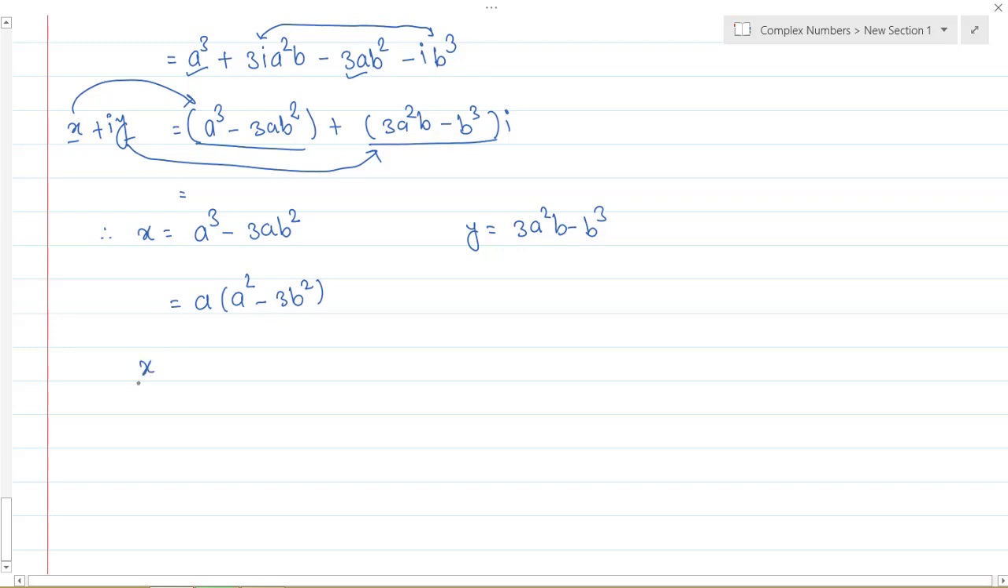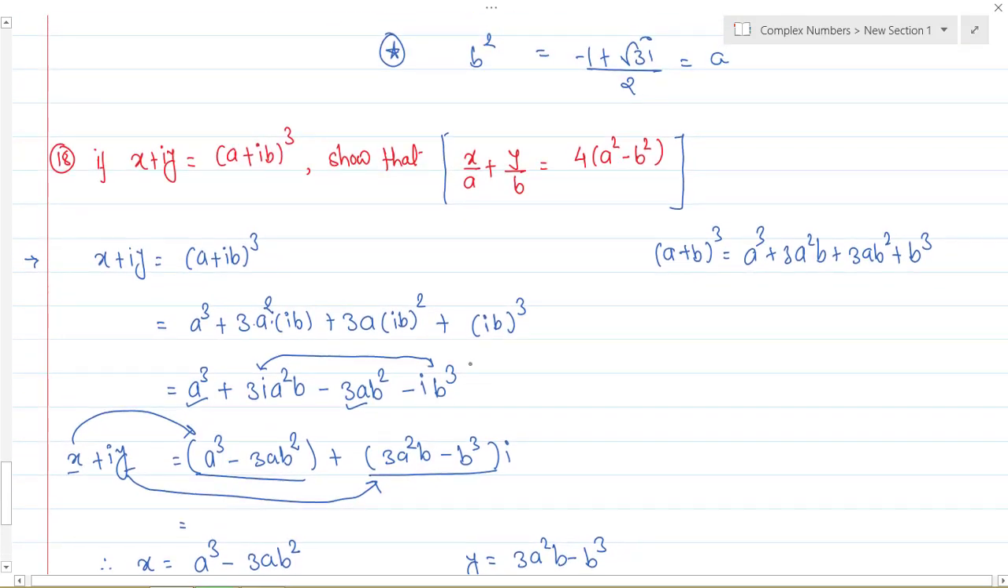So x by a equals to what? It is a square minus 3b square. Similarly from this, if I take b common, so it will be 3a square minus b square. So if I take this b in the denominator, I will be getting 3a square minus b square. Is it okay? Now see here what we are getting. We have the value of x by a and y by b, and in the question they are asking the same value, x by a plus y by b.